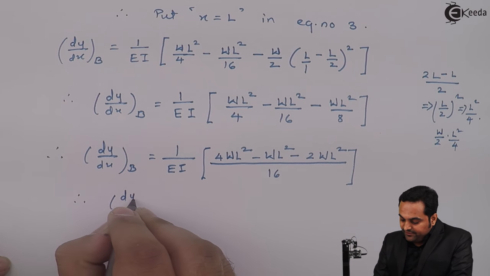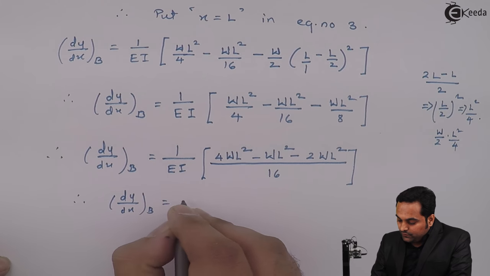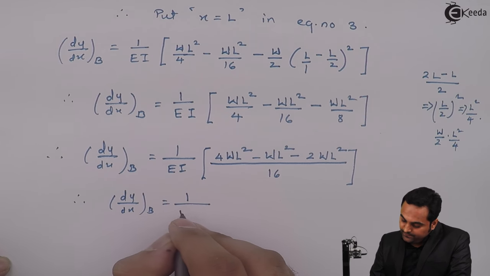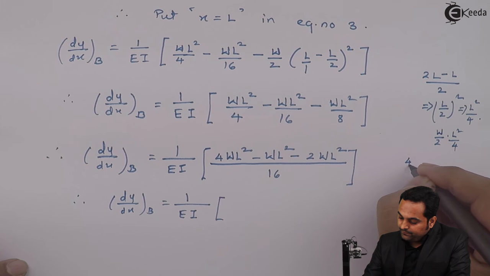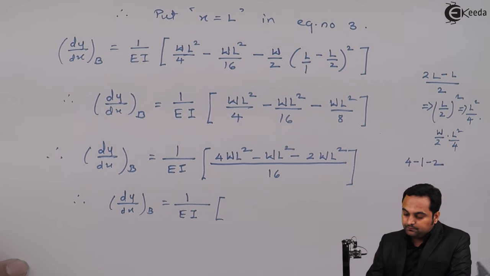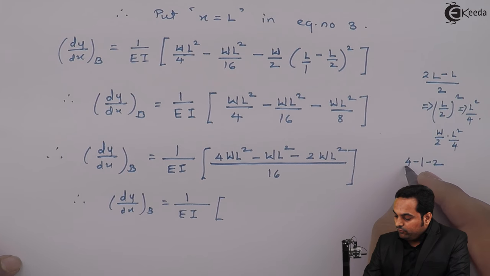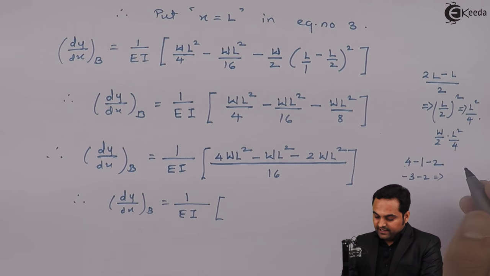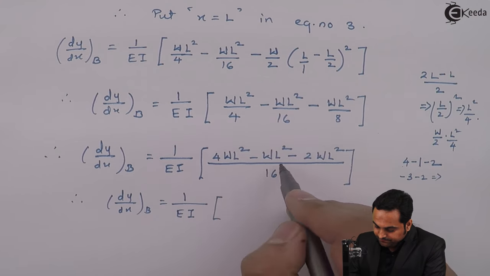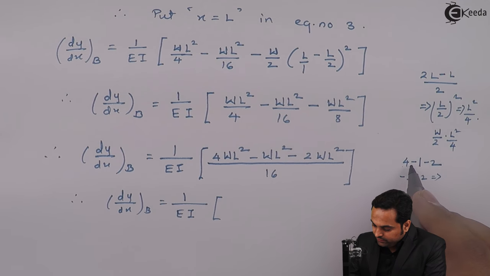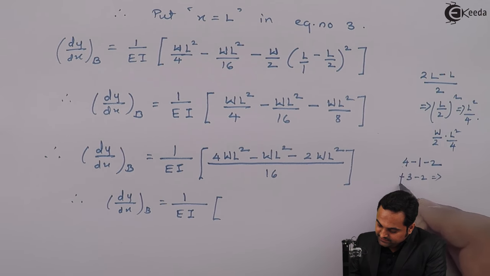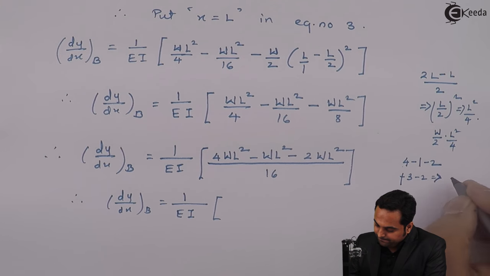So, here we have dy by dx at B is equal to 1 upon EI as it is. Now, here we have 4 minus 1, minus 2. So this will be 4 minus 1, that becomes minus 3, minus 2. Here this will be plus 3 minus 2, that becomes 1.